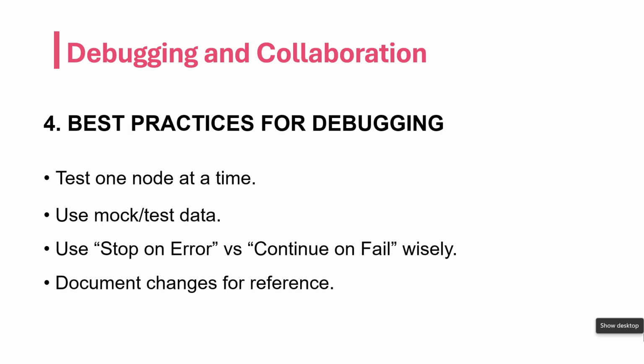Now finally we will see some best practices to keep your debugging process smooth. Always execute one node at a time while building, so issues are easy to isolate. Secondly, use test or mock data to prevent affecting real systems. Thirdly, decide when to stop on error or continue on fail depending on your workflow's importance. And lastly, note your fixes and changes. This makes future debugging much faster. Debugging isn't about errors, it's about learning how your automation behaves.